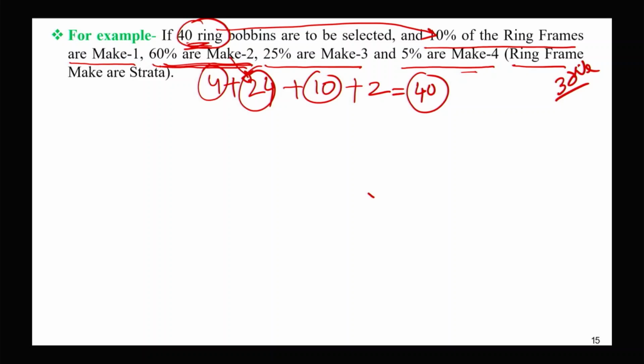So how will you take? This 24 specimen we will be taking using either random sampling or systematic sampling. So here in stratified, what we are ensuring is that we are not eliminating or avoiding any ring frame. We are taking yarns from all the ring frames into our specimen.